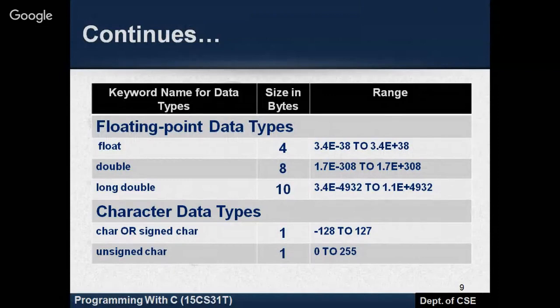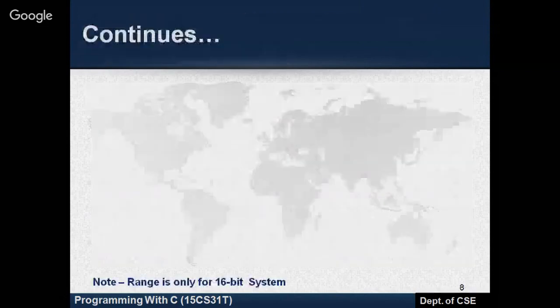So this is all about the data types. In C, again I'm going to repeat: C supports floating point data types, character data type, and void data type. Integer data type you represent by using the int, long int, short int keywords. Floating point data type you represent by using the keywords float, double, long double. Character data type you represent with char, unsigned char, signed char. Okay, void is void.